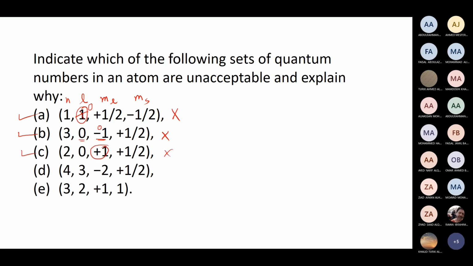How about D? Correct. It is correct, very good. How about E? Wrong. m_s should be plus half or minus half, you cannot have 1. Exactly. Clear?